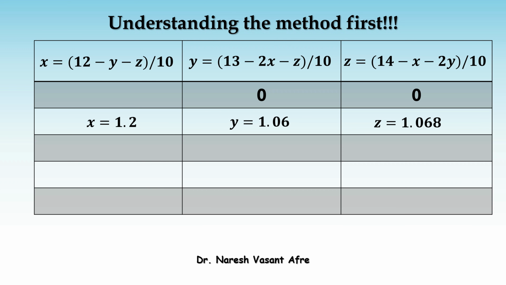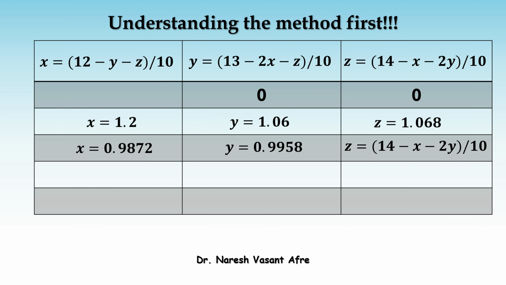Now again we compute the value of x, which uses y and z. We will put the latest available value, which is y equal to 1.06 and z is equal to 1.068, and that gives you x is equal to 0.9872. Now to compute value of y, we need x and z. We will take help of it, and that gives you y is equal to 0.9958. Now we take help of these two new values of x and y to compute z, and that gives us z is equal to 1.1021. So these are the second iteration values of x, y and z.